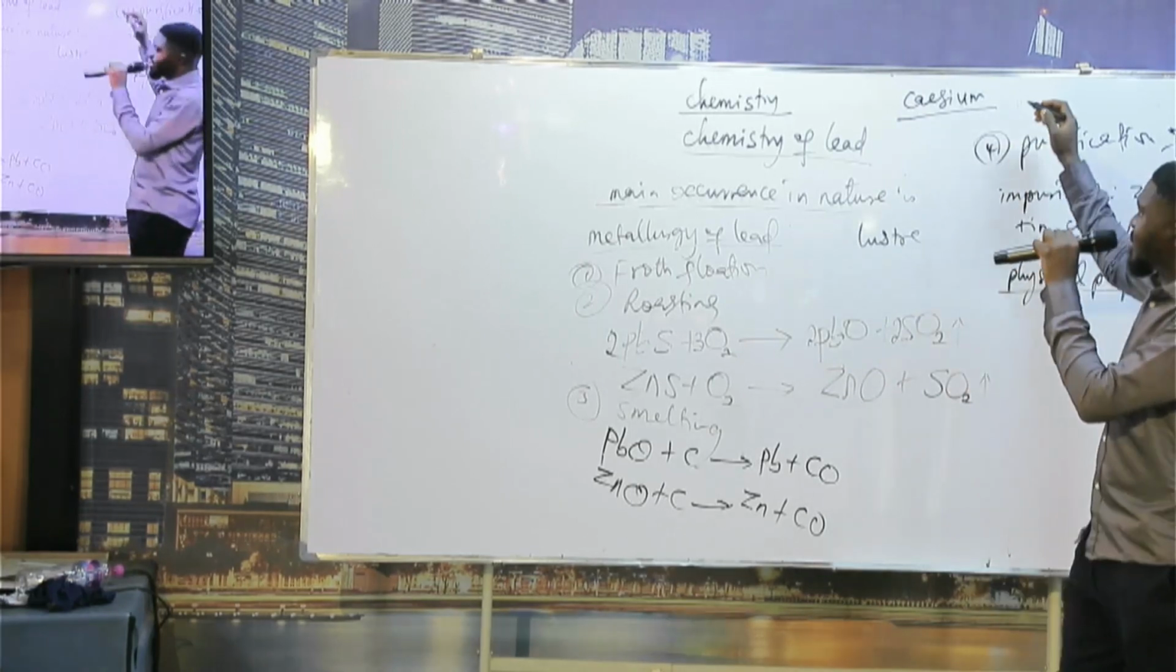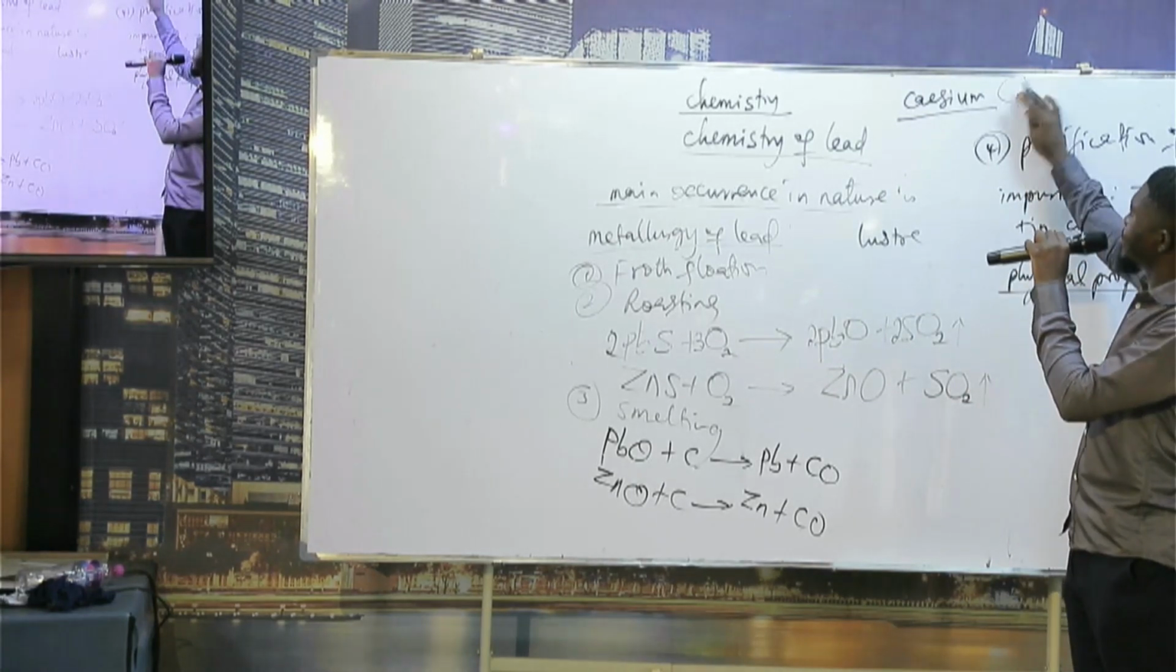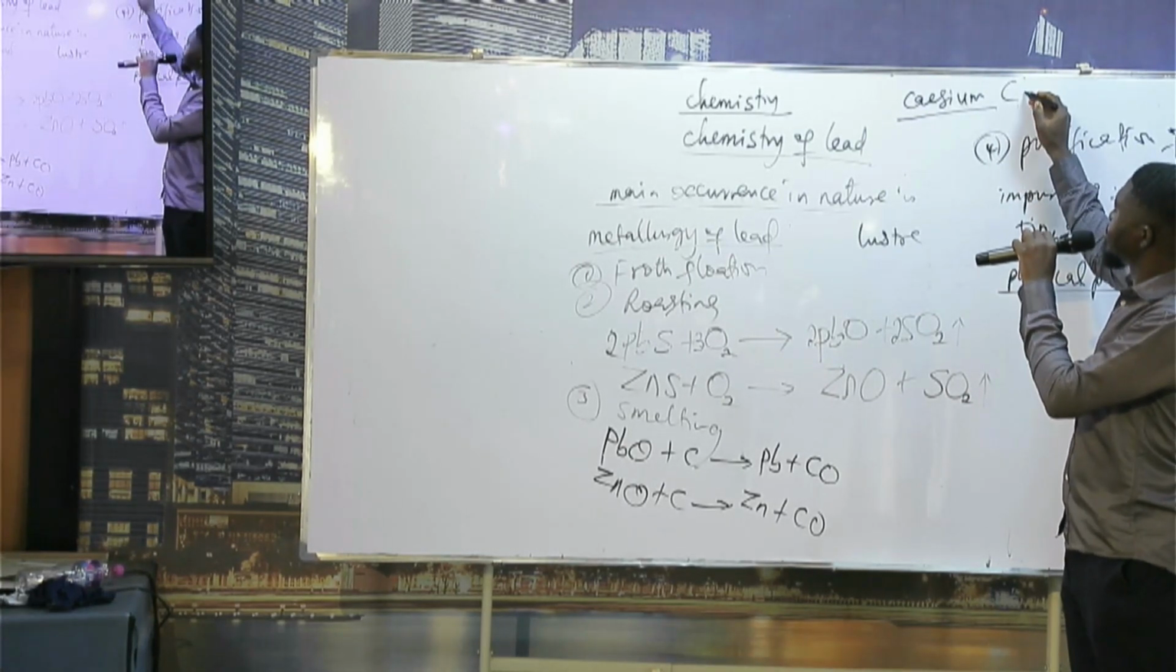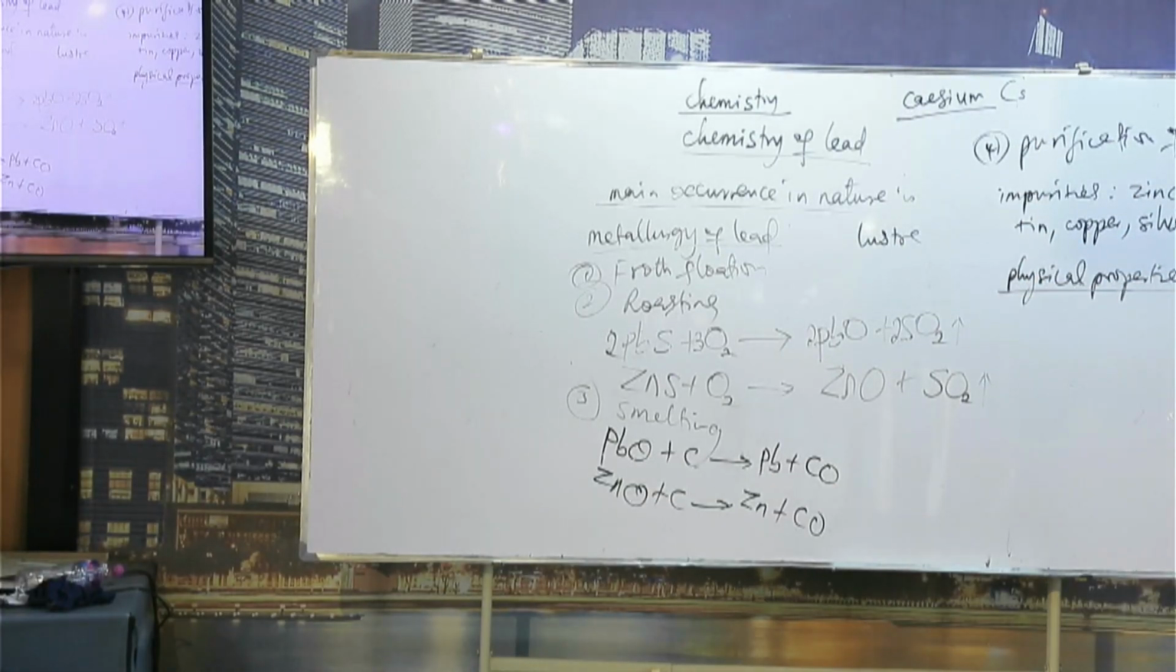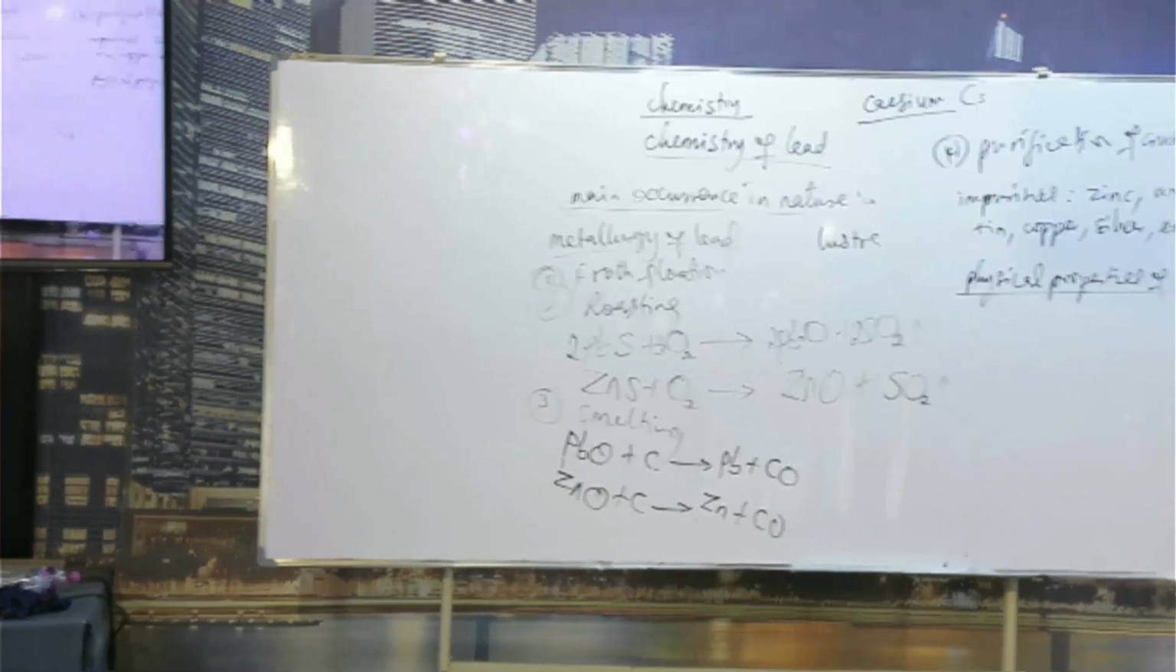Cesium. What is the chemical symbol? Cs. Cesium. Okay? Now, apart from that, some other metals are also soft too.